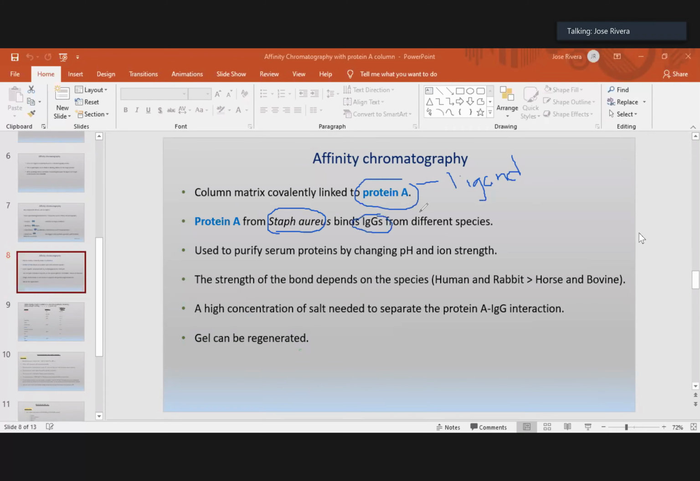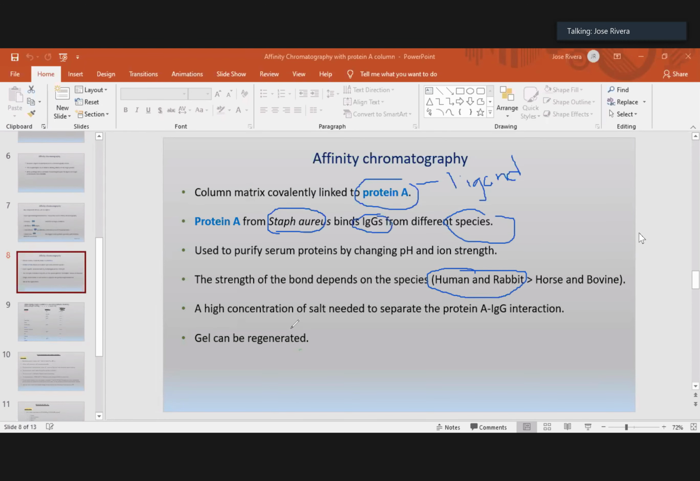It's not going to bind to anything else. It has a different binding affinity, though, for IgGs from different species. So an IgG from a rabbit may bind differently than an IgG from a human. Okay, and so this is one way to purify the IgG. The rabbit and the human will actually bind to protein A much better than, let's say, the horse.